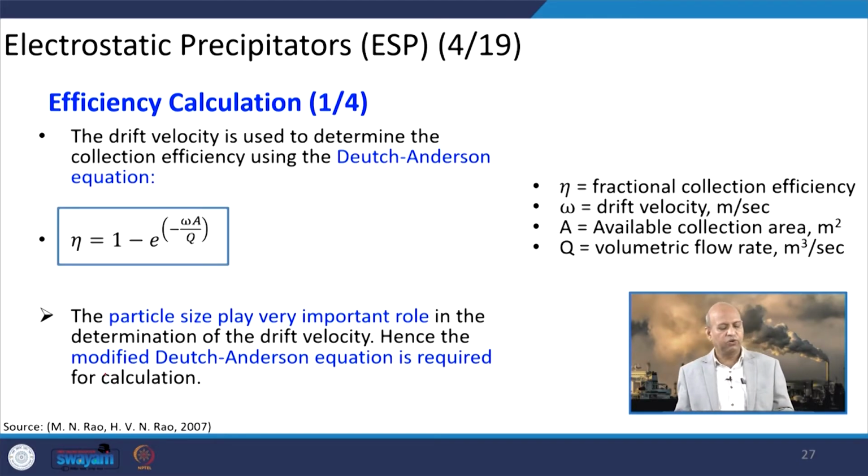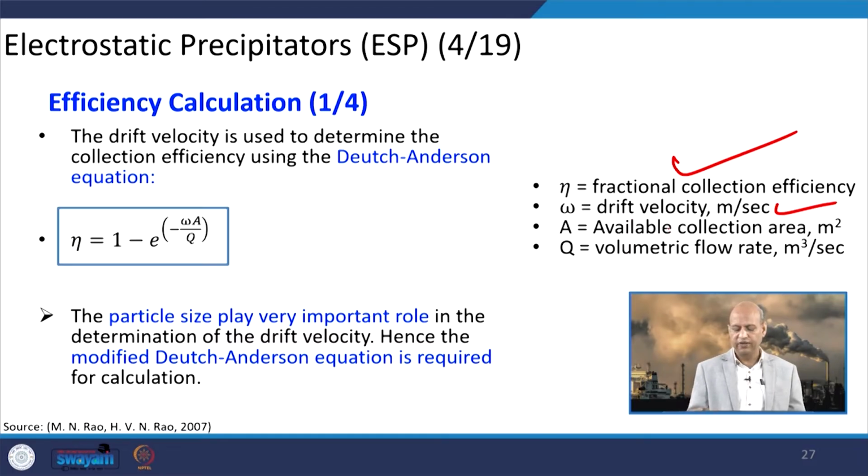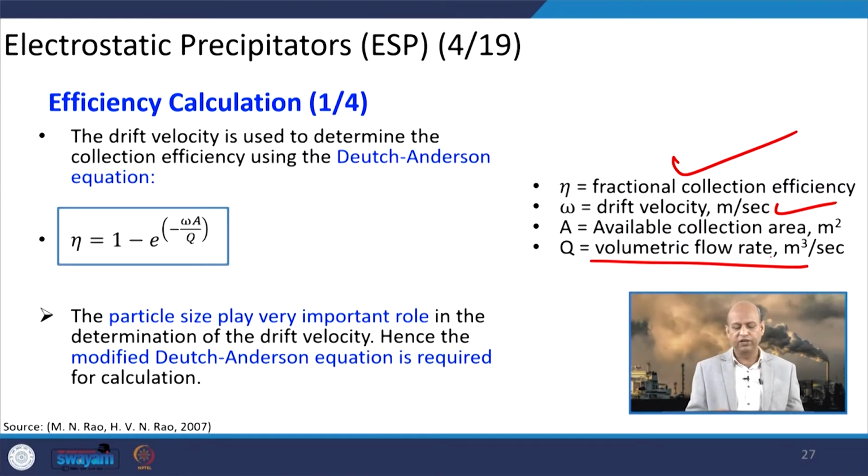Then the efficiency of collection can be calculated by this formula: eta equals 1 minus e to the power of minus omega A upon Q. Here omega is the drift velocity and eta is the fractional collection efficiency. A is the available collection area of the plates. If it is a circular cylinder, then we can calculate the surface area. Q is the volumetric flow rate.